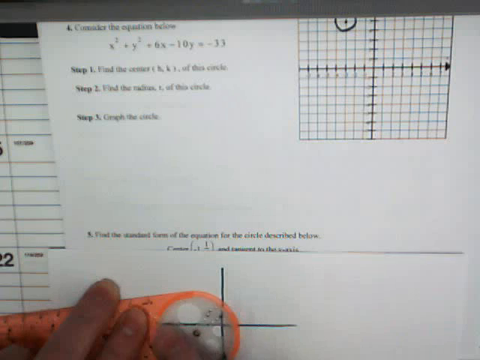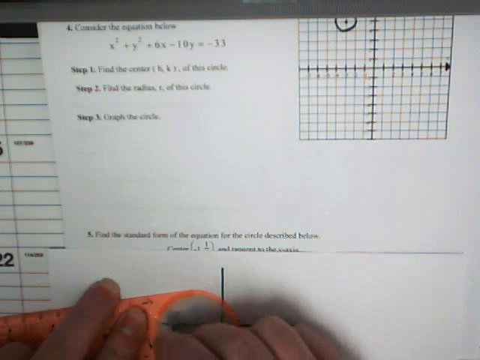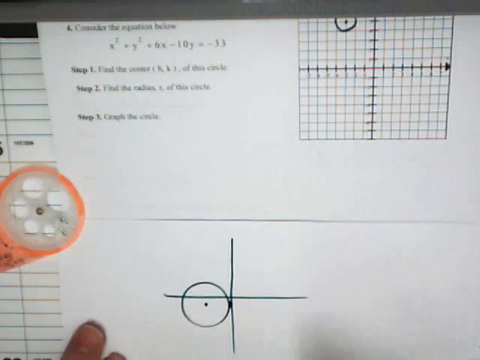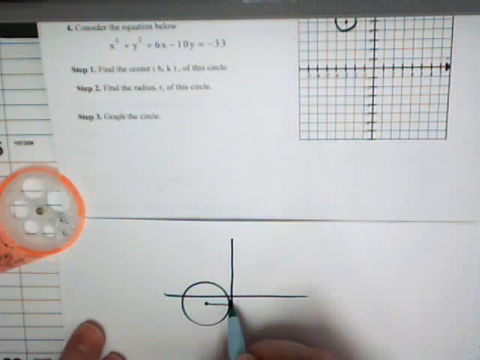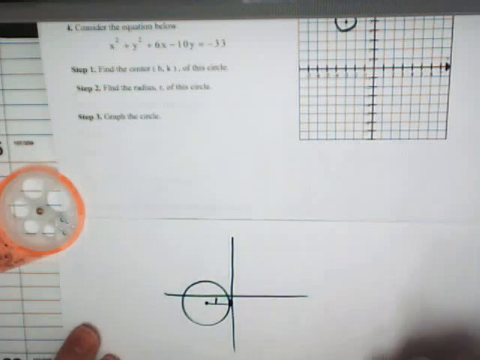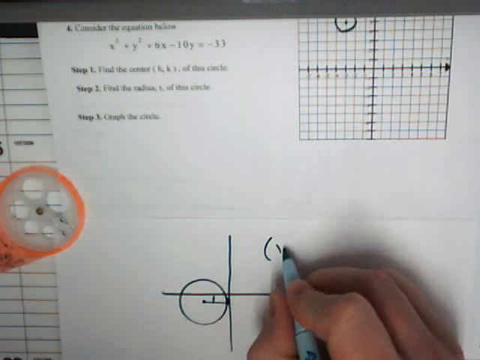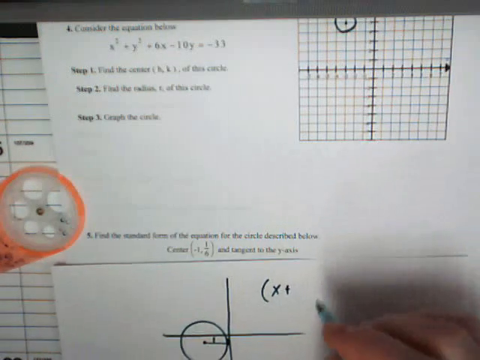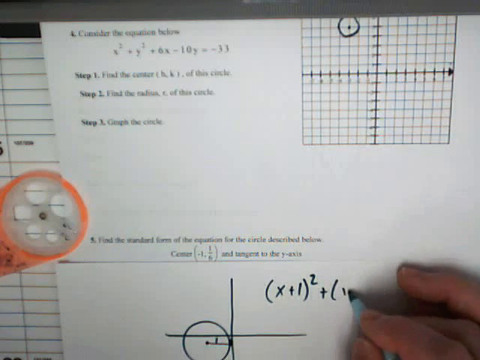So I'll get my little circle drawing device here, and it would look something like this. But it would be touching right here. So how far is the radius? Well, we went back 1 and then down 1/6. That right there is 1. The radius is 1. So if I want to find the equation for this, we already have the center, -1, -1/6, so I at least get half credit. At least get some partial credit here.